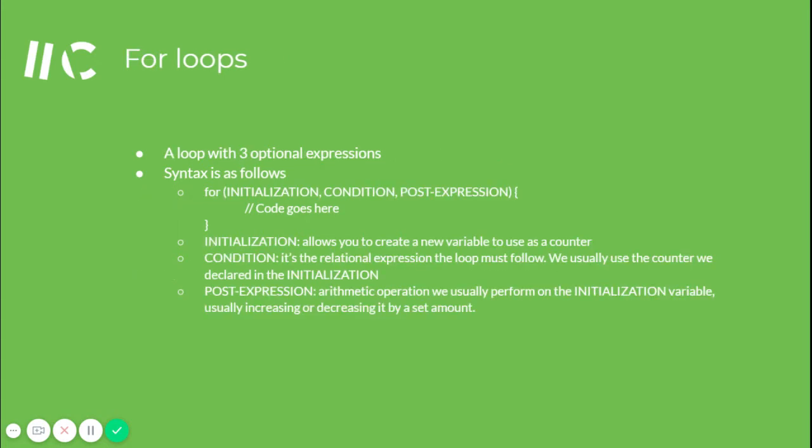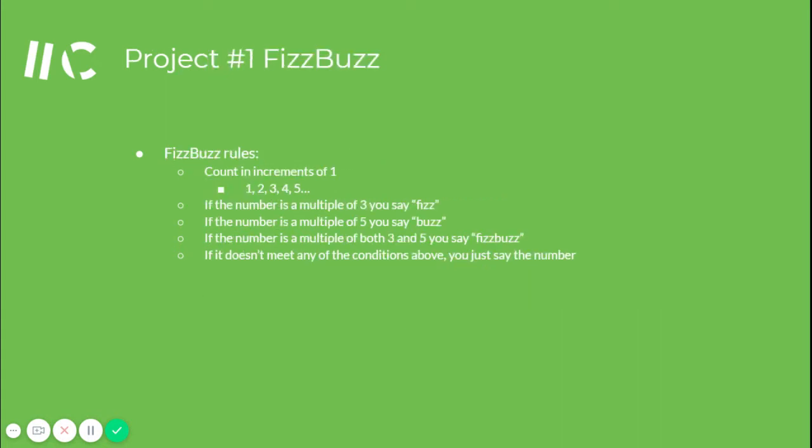For loops are similar to while loops, but with more expressions included in between parentheses. These are the initialization expression, where we can create a new variable, the condition, and the post expression, which is what happens to that variable we declared previously after each loop. We usually increment or decrement this value.